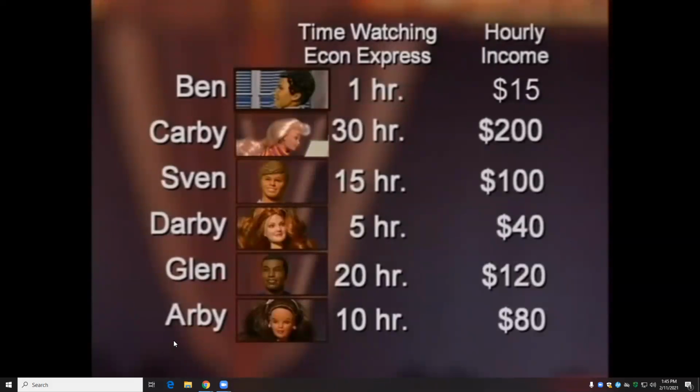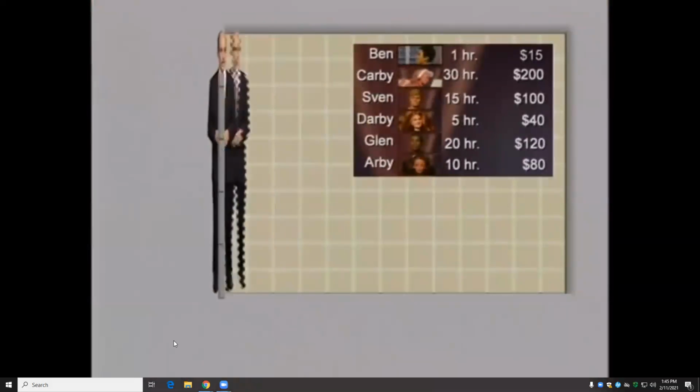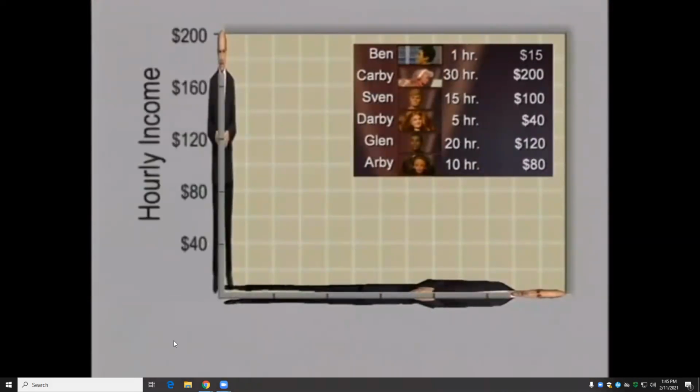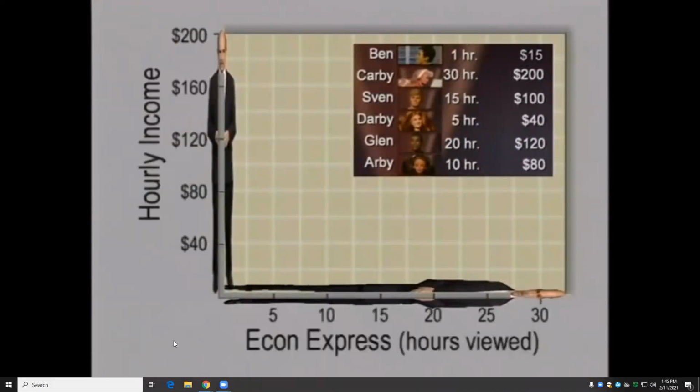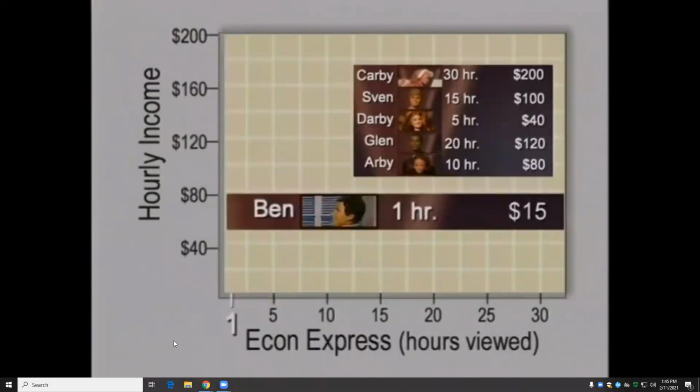So let's get graphic. Since we're only showing the relationship between two variables, we have only two dimensions to work with here: the vertical axis and the horizontal axis. In economics, they usually put money on the vertical axis, time on the horizontal. Okay, here's Ben. 1 hour, not very far on the horizontal, $15 on the vertical. The data point is where the two meet.